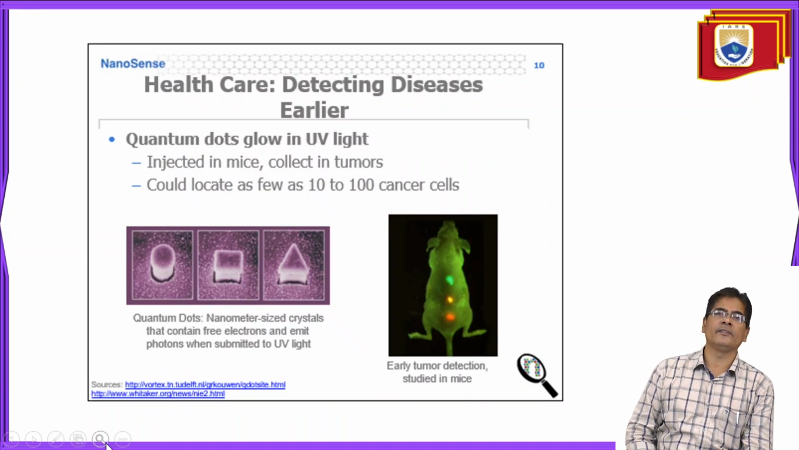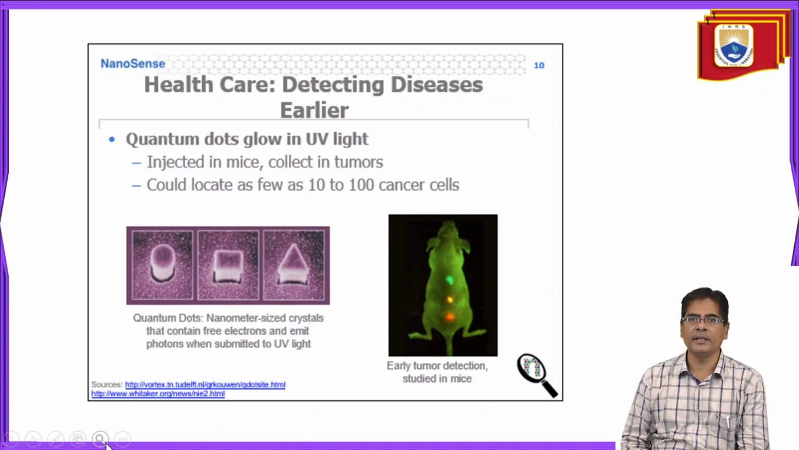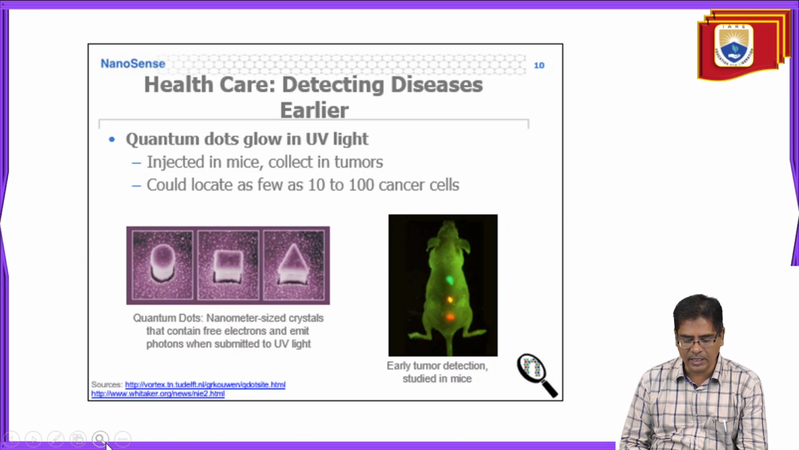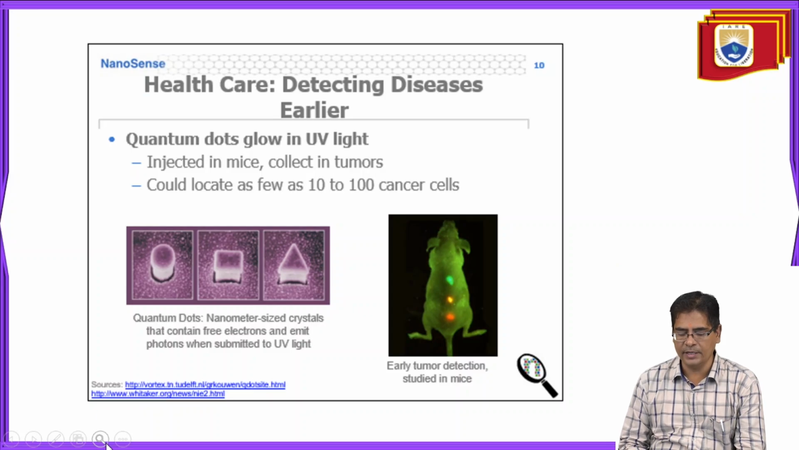Healthcare: detecting devices. Quantum dots glow in ultraviolet light, are injected in mice, collect in tumors, and could locate as few as 10 to 100 cancer cells. Quantum dots are nanometer-sized crystals that can free electrons and emit photons when exposed to ultraviolet. Early tumor detection studied in mice.